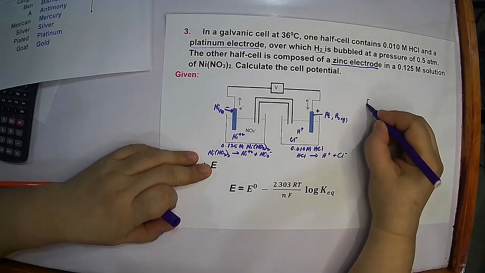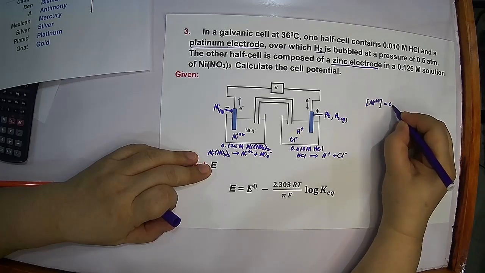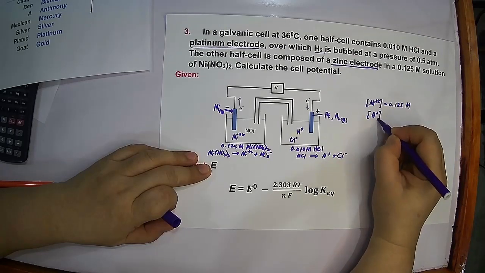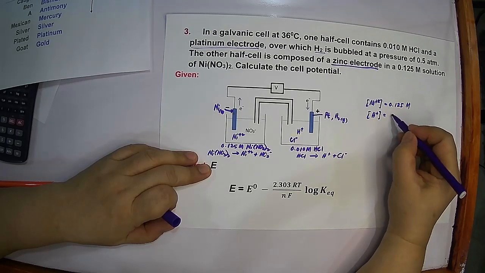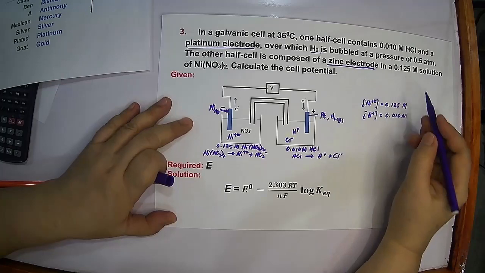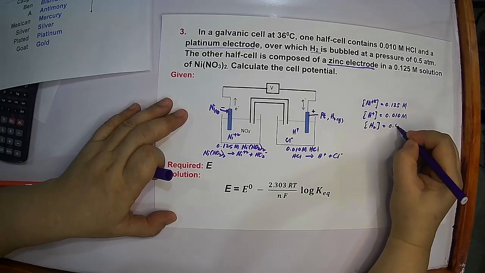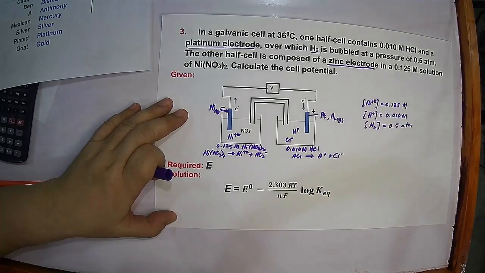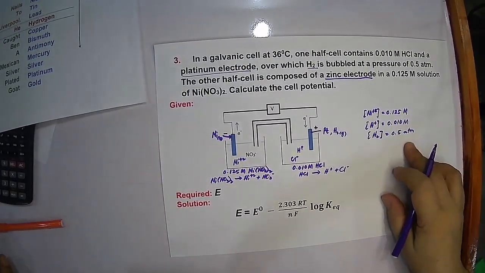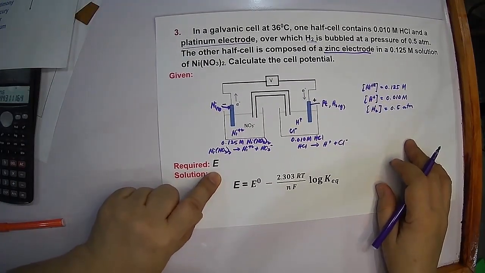So therefore, you are given there the nickel ion concentration is 0.125 molar and the hydrogen ion is 0.010 molar. Okay, and the hydrogen gas is contained at 0.5 atmosphere. That is the concentration of the gas. For gases, the concentration is in terms of atmospheric pressure. Okay, so you are required to compute for the potential.